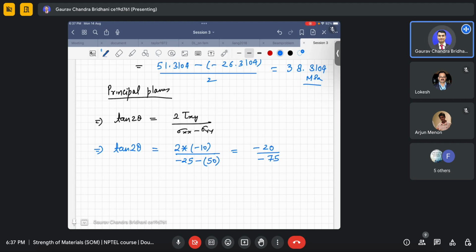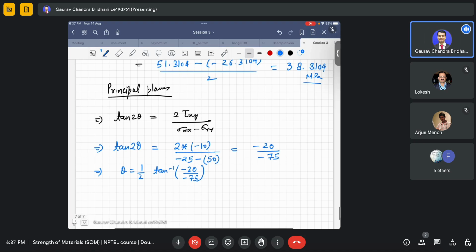So our theta will be half of tan inverse of minus 20 by minus 75. It will have two solutions, so we need to account for both solutions. Tan inverse of 20 divided by 75. This will give you two solutions, so you have to use both to find theta 1 and theta 2 from there.